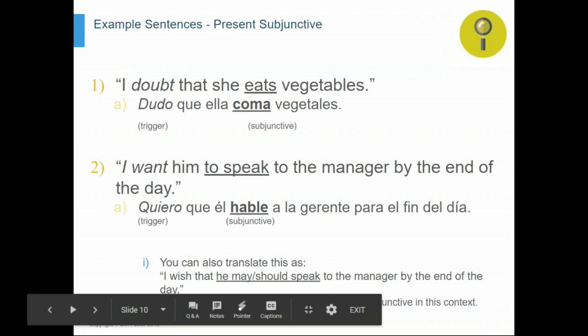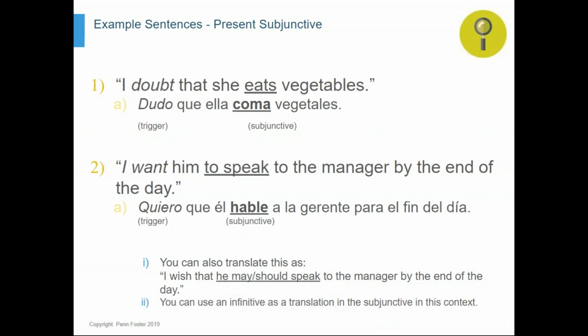All right, here we have some example sentences, similar to some that I've already mentioned. So the verb dudar, to doubt, shown in present first singular, is the trigger here. When you doubt that someone does something, in this case that she eats vegetables, comer is an ER verb. If you doubt it, you don't know it, it's uncertain, can't possibly put it into an indicative tense, so present subjunctive is the required conjugation there, coma. It does not have an E ending like it would in present tense because it's uncertain.